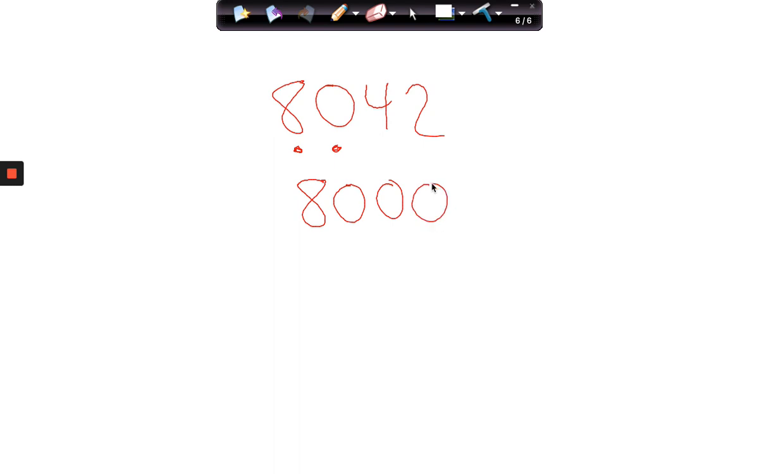But how many significant digits is that? Only 1. So how do we make this 0 significant? And the answer is we put it in scientific notation. So it would be 8.0 times 10 to the third. And now that 0 is significant, and we tricked it into being significant by putting it in scientific notation.